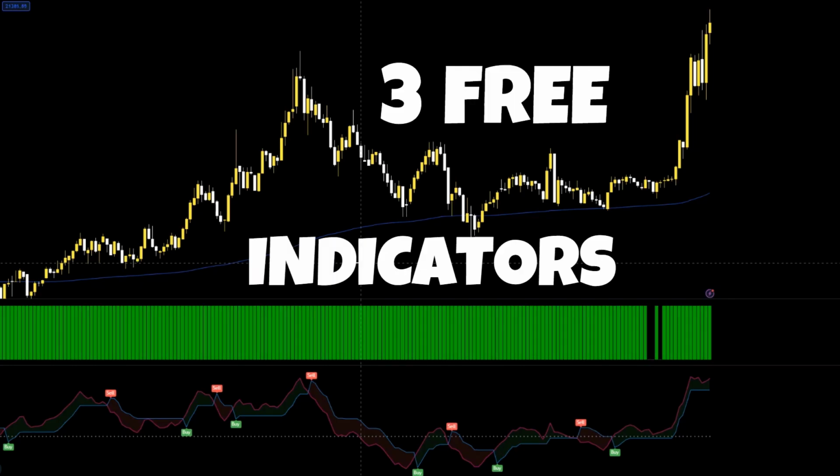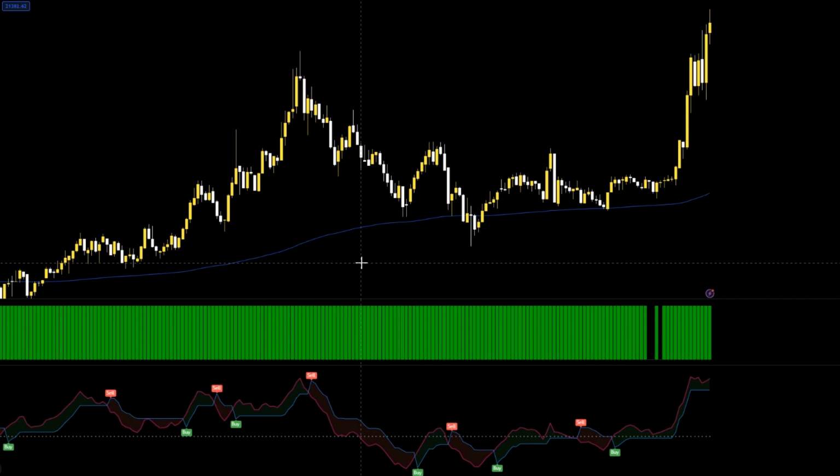I'm going to show you a strategy with these 3 free indicators on TradingView.com, and it's going to take your trading up a next level in 2023.